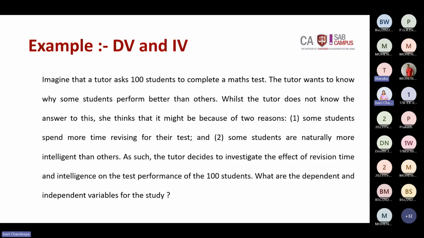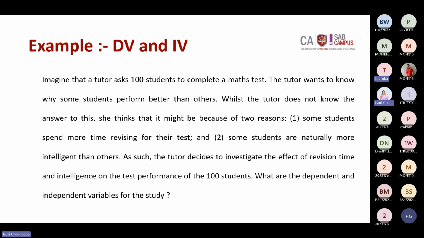Right. So now, an example, to identify the independent and dependent variable. You can read the example and name the dependent and independent variable in this study. So this is a hypothetical study. The tutor asked 100 students to complete the maths test, right? The tutor wants to know why some students perform better than the other students. So there are some clever students and some weak or average students, whilst the tutor does not know the answer to this, right?